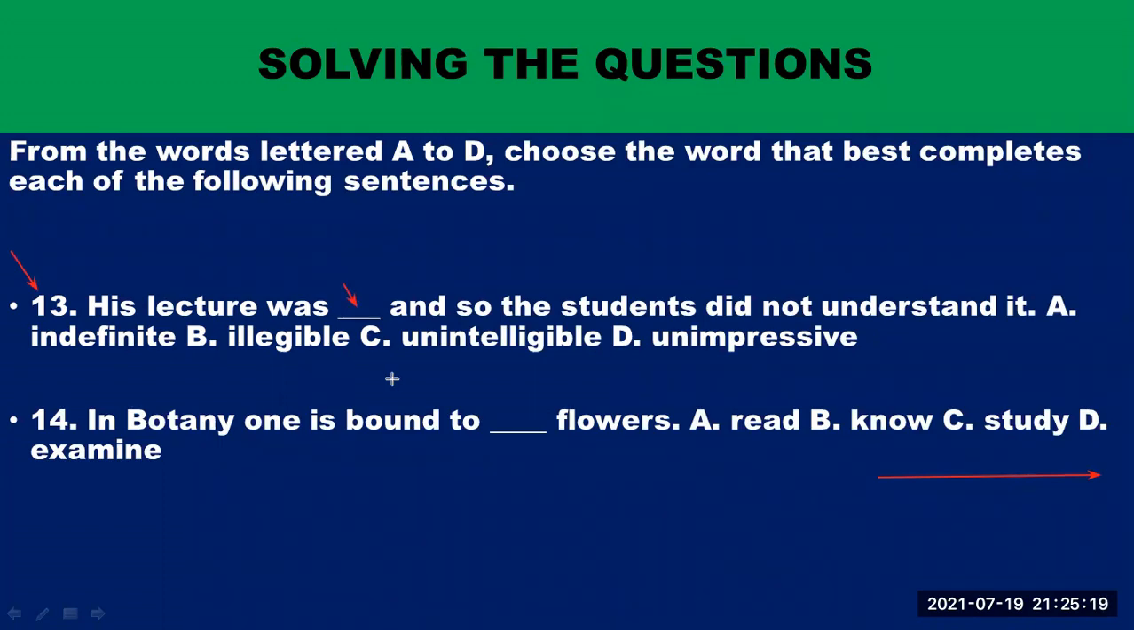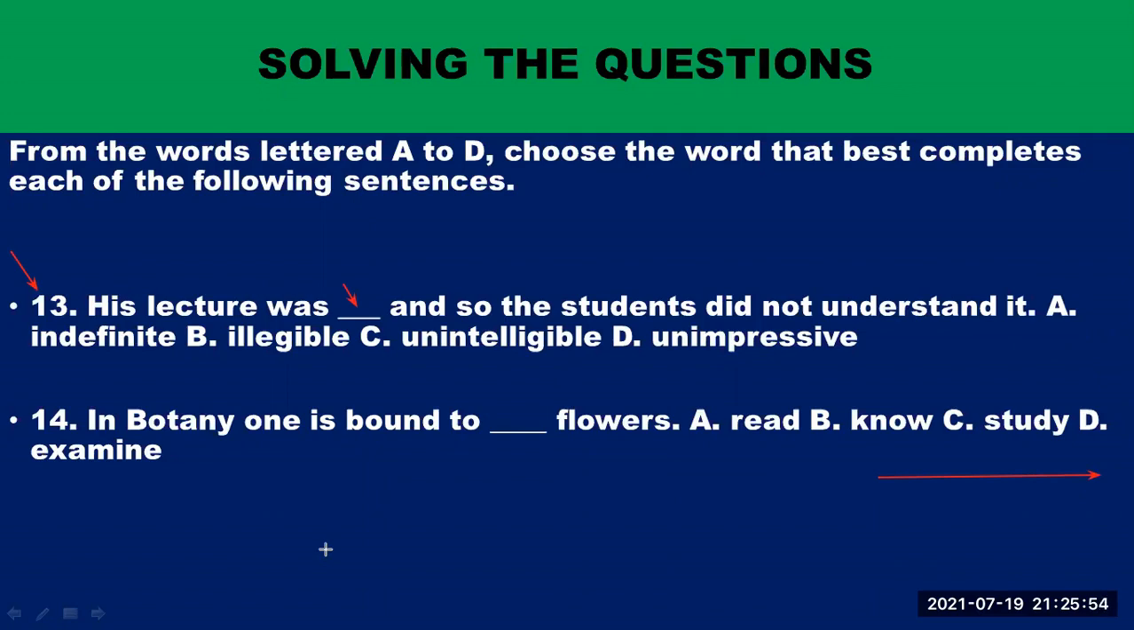Option A, indefinite. Well, that does not really fit in because indefinite is not a proper word to describe a lecture. So it's not an exact collocate of a lecture. We wouldn't be talking about an indefinite lecture. Then B, illegible. Illegible can describe someone's handwriting. If someone's handwriting is illegible, it means it is unclear and it is difficult to read.